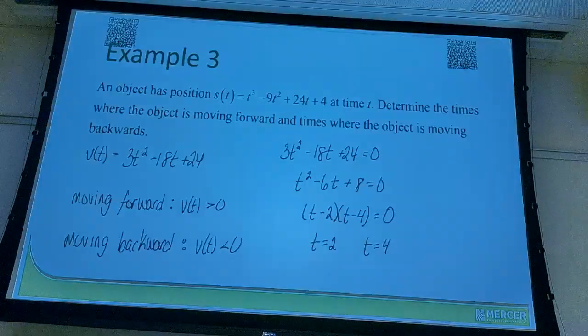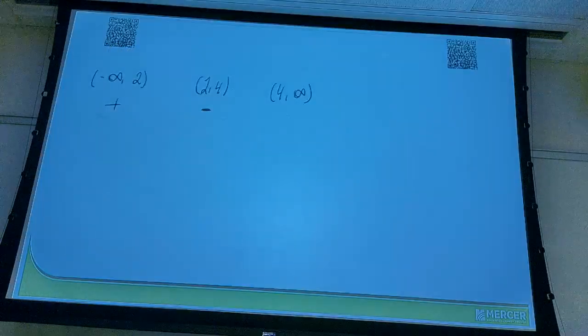Now we can actually look at the inequality itself. If the inequality is greater, you take the positive intervals. To determine if your breakpoints are included, it depends on if it's a greater than or equal to or just greater than. If it can equal 0, then you include your breakpoints. If it can't, then you can't include the breakpoints. Ours are just greater than and less than, right?